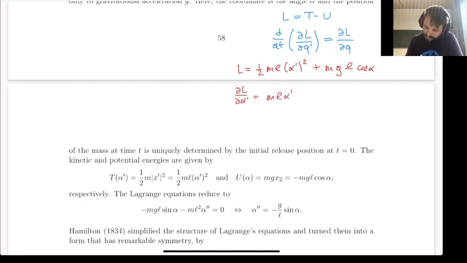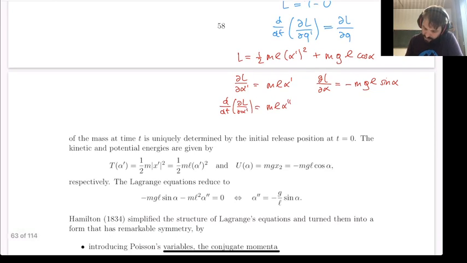m l alpha primed, exactly, m l alpha primed, and then dL by d alpha is minus m g l sine alpha. And then for the first one, I need to actually take the time derivative, so d by dt of dL by d alpha primed, and that would be m l alpha double primed. So am I getting it right, or is the square still a problem?